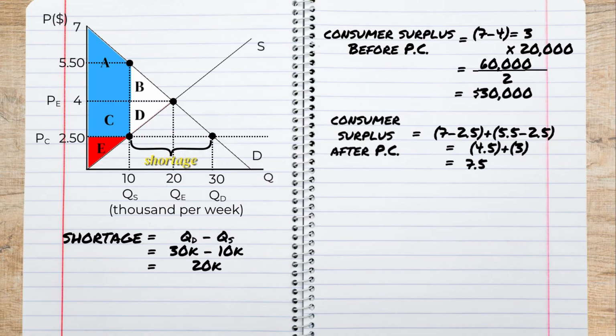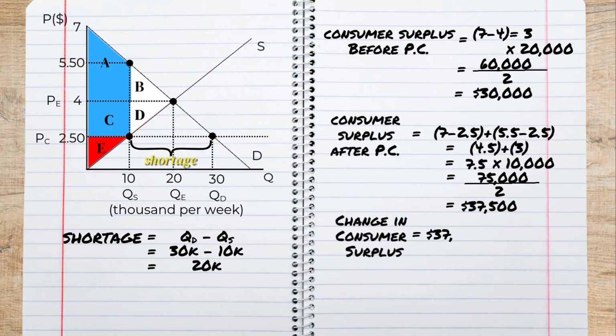Okay, so that's the sum of the parallel sides. Now we multiply that by the distance. So that's 7.5 times 10,000, which is 75,000, then divided by 2 gives us the final answer of $37,500. We can then come to the conclusion that the consumer surplus has increased by $37,500 minus $30,000, or $7,500.